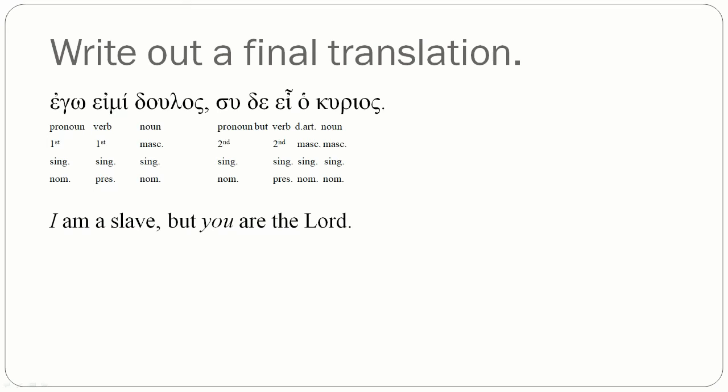All right, so here's a good first example of those pronouns being used to give some kind of emphasis. If you were translating a Bible passage like this, take note of the emphasis there. You do not need the ego. Eimi doulos just means I am a slave. But ego puts some kind of emphasis there on the I.